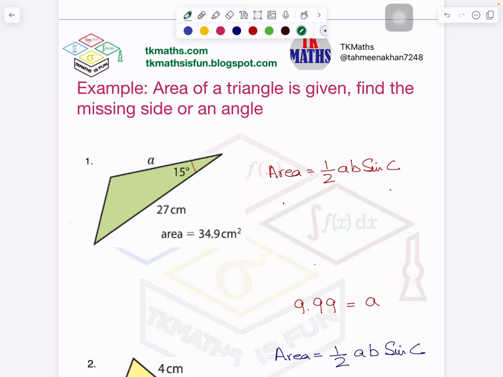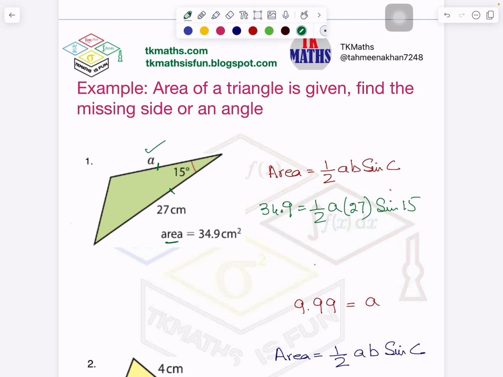If you see here, the area is given to you this time. One of the sides is unknown. So I will apply the same formula. Instead of area, I will write here 34.9. One of the sides is unknown, I will keep it A, whatever the letter is written here. And the other side will be 27 and sine of 15.